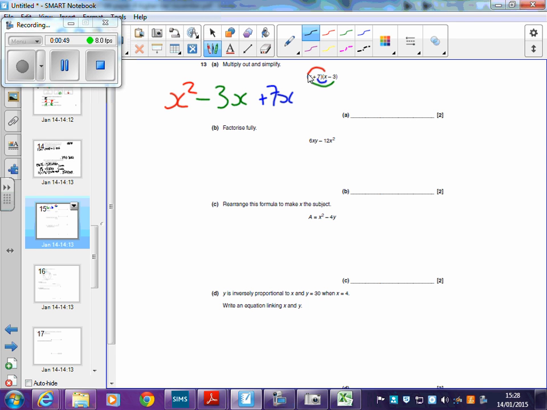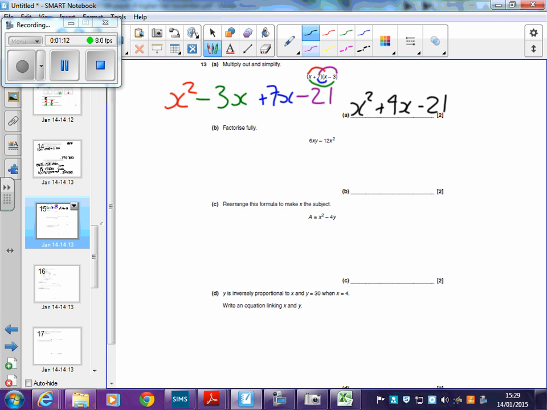And lastly, the last ones. So that is 7 times minus 3 gives you minus 21. Okay, so that's your 4 different terms. Alright, collect your like terms. It should usually be 2 in the middle that go together. Minus 3x plus 7x gives you plus 4x. So answer is x squared plus 4x minus 21.